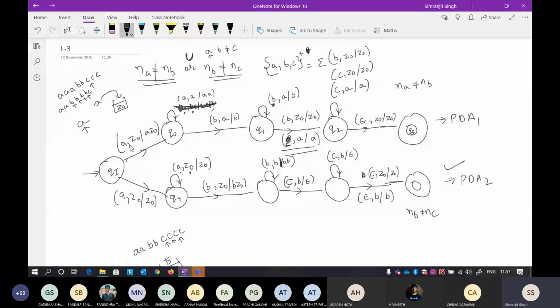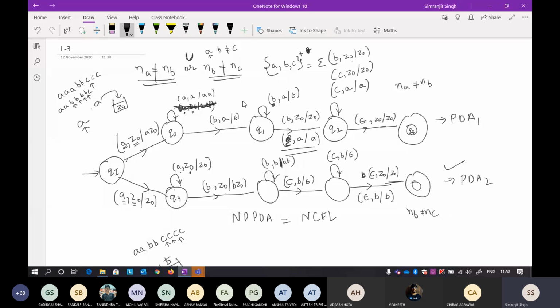Now if you're seeing here, on the same input and on the same stack symbol, they are going to two different states, that is your q naught and q4. So I can call this a non-deterministic pushdown automaton. So that is why in this particular question you can draw an NPDA. That is why it's called an NCFL.